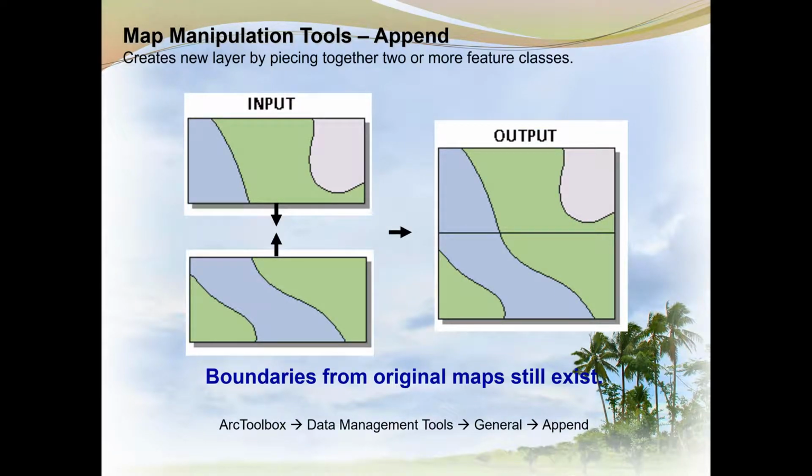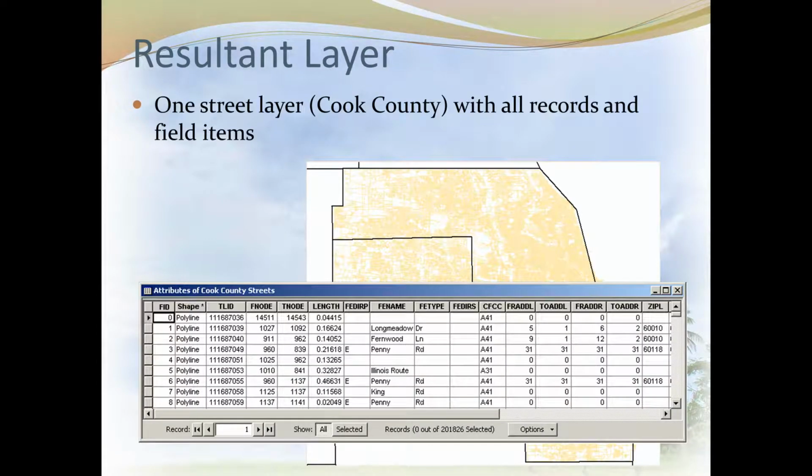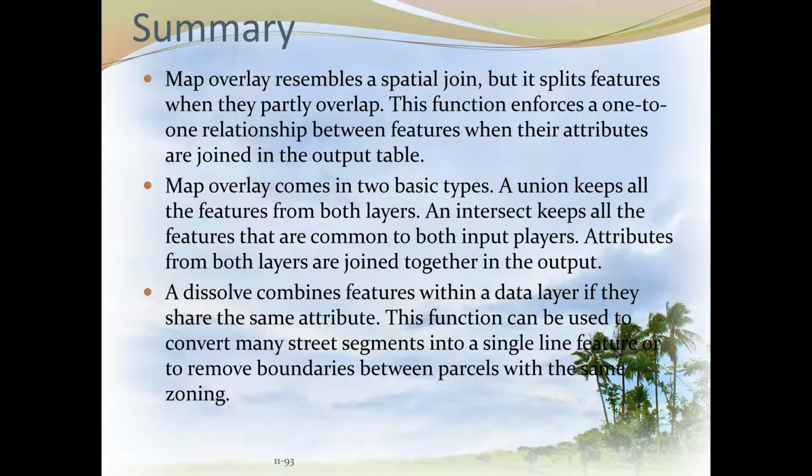So map manipulation for append, we just talked about it, and we append things together. I have to move the slides together. I didn't do a good job right now. And split is the opposite of merge. You divide a map into two or more coverages, like you create zone 1, zone 2, zone 3, and then you put them here. So map overlay resembles a spatial join, but it splits features when they partly overlap, and this function enforces a one-to-one relationship between features when their attributes are joined in the output table.